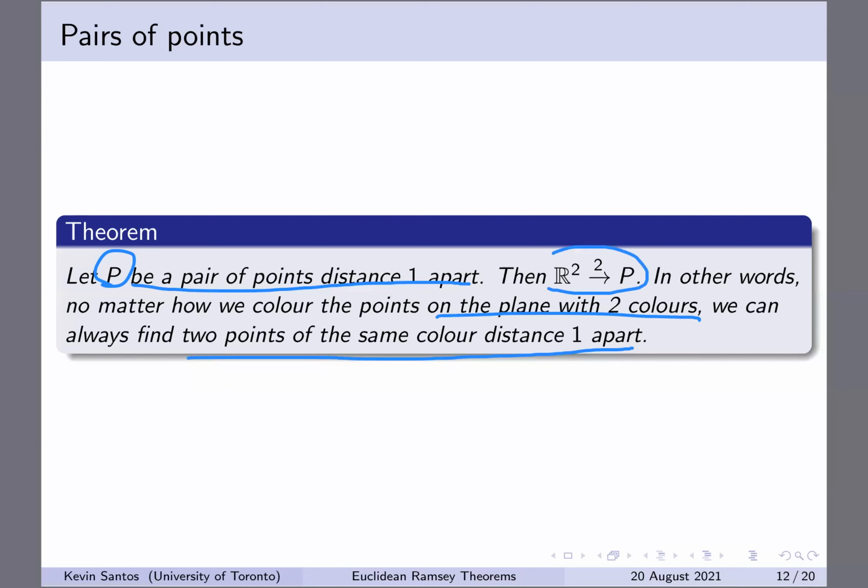P is 2 Ramsey. So no matter how we color the points on the plane, if we color them either red or blue, then we can always find 2 points unit distance apart that are the same color. And that's pretty clear if we look at an equilateral triangle with unit side length, because there's 3 vertices here. And if we are coloring them with 2 colors, that means that by the pigeonhole principle that 2 points must be the same color. So we will always have 2 points of the same color unit distance apart.